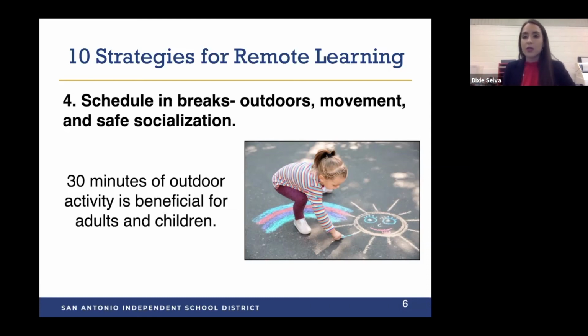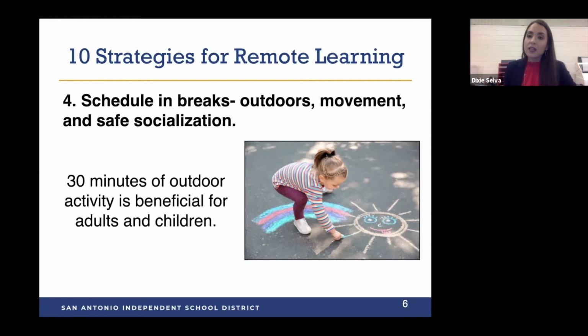So it's important when you can to schedule some times for breaks. That might look like going in your backyard and kicking the soccer ball around with your child for 10-15 minutes. It might look like going on a walk to get the mail and just getting some fresh air. Getting outside for 30 minutes a day, if possible, is very beneficial for adults and for children, to give you that reset, give you some sunshine, some fresh air, and get you away from the screens that you're looking at all day long. So when possible, I definitely encourage parents to get outside with their children.